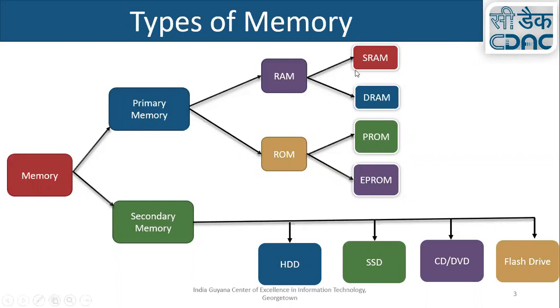Yesterday we discussed primary memory. Primary memory can be divided into two types: random access memory, or RAM, and read only memory, or ROM. In ROM, only read operations can be performed, no write operation. A normal user, like us, can't write in this ROM.